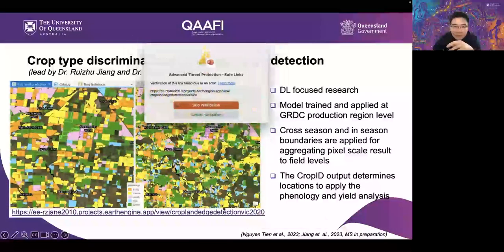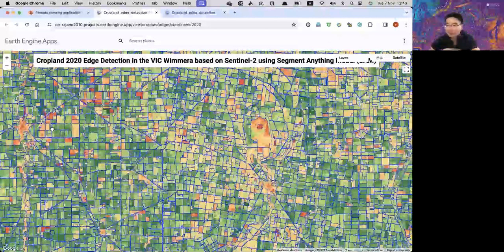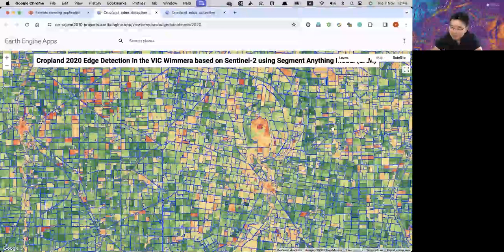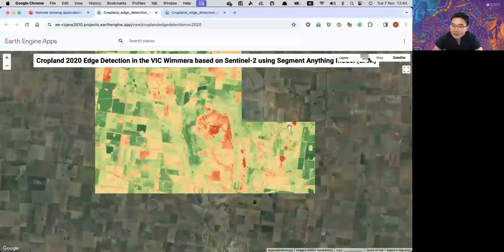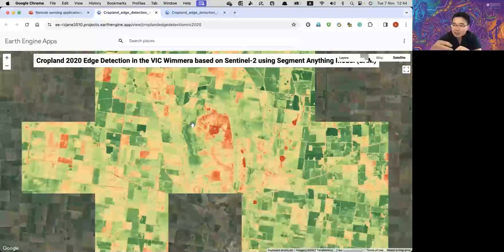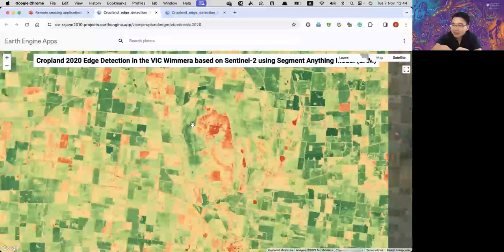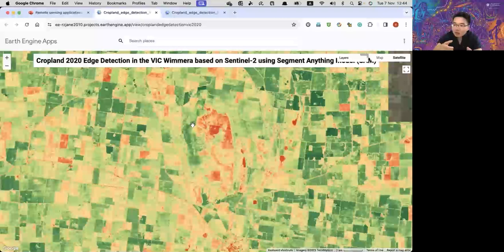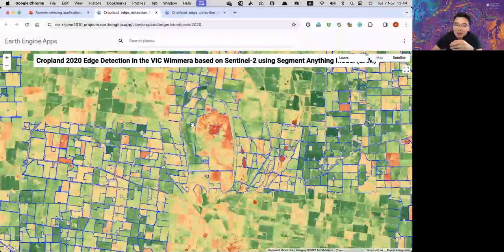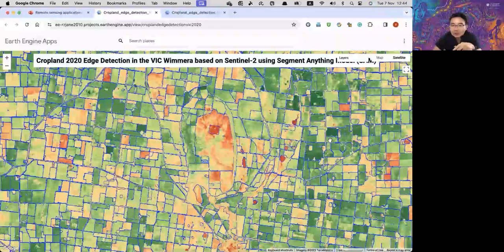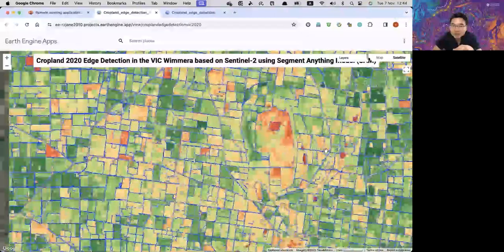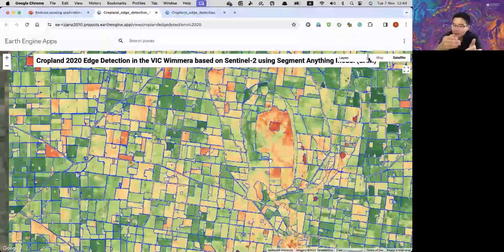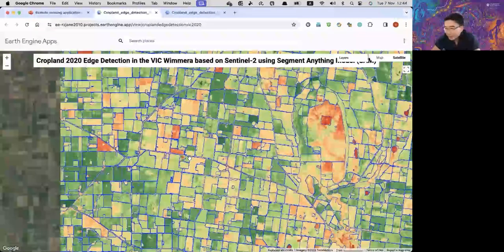And let's see if we can get the link working here. So yeah, as you can see from the platform here, with this established pipeline, we are now able to delineate individual fields for each season, and this is very powerful because it enables us to carry out our analysis at field scales, which is more informative for farm management. As you can see, the blue polygons coming up on the map show the detected field polygons.